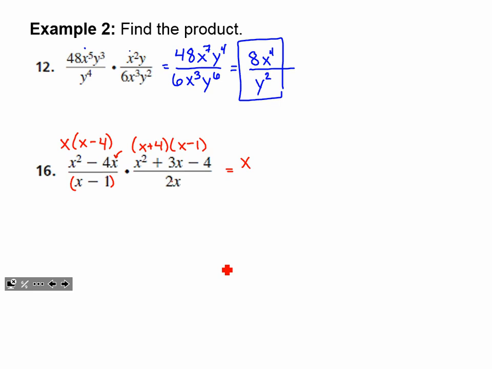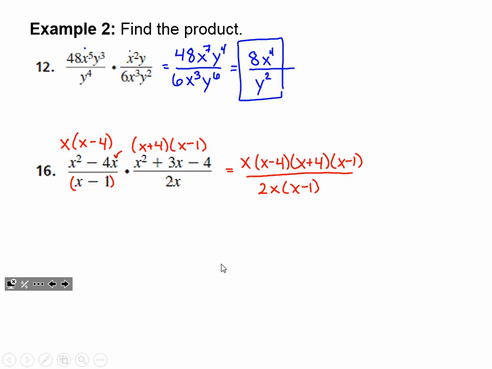So I've got x times x minus 4 times x plus 4 times x minus 1. There's our numerator train. Denominator is 2 times x minus 1. And I'm just going to move that 2x out front. Usually when we have loose factors that are not a binomial factor, we usually write those out front just to keep things organized.